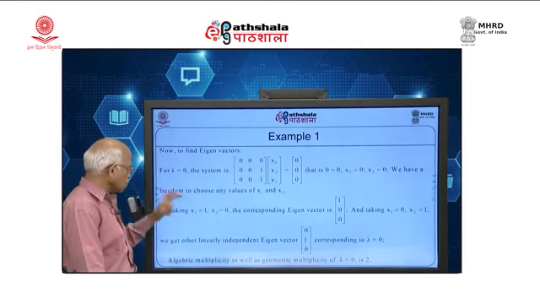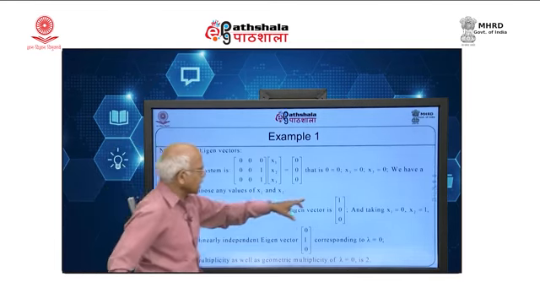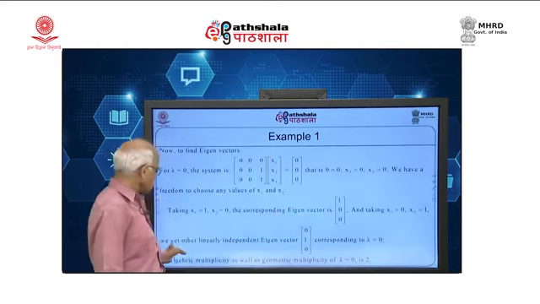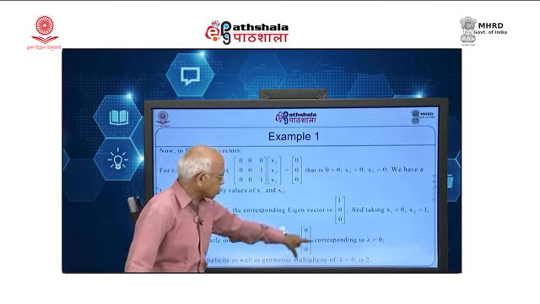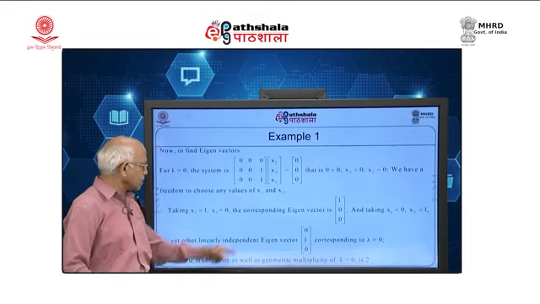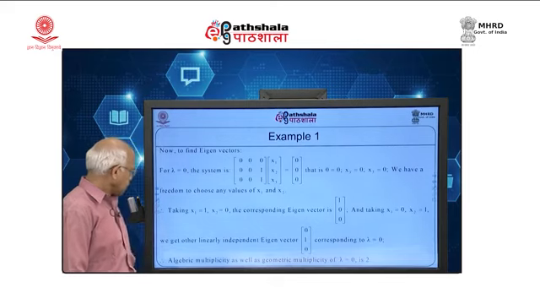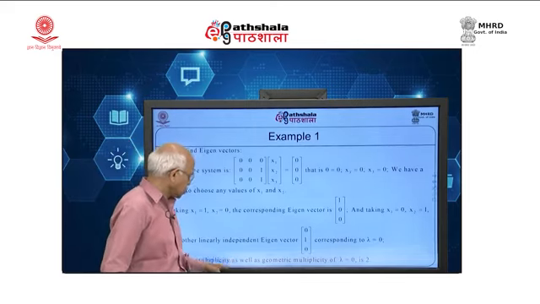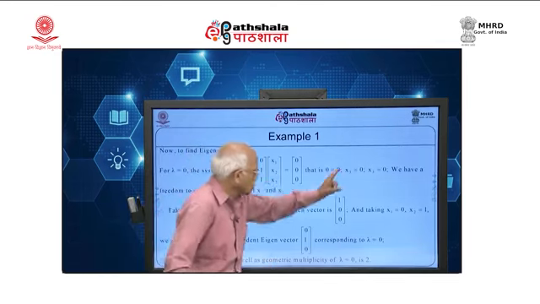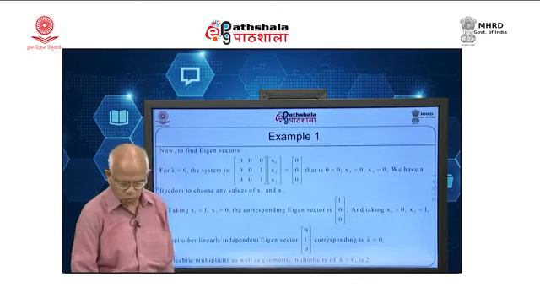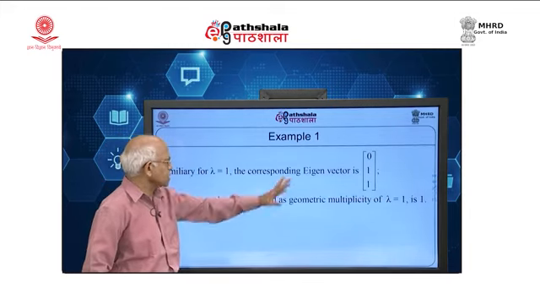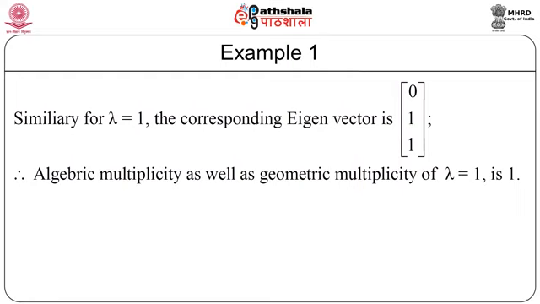So, taking x 1 equal to 1 and x 2 equal to 0, the corresponding eigenvector will be 1 0 0, and taking x 1 equal to 0 and x 2 equal to 1, the corresponding eigenvector will be 0 1 0, corresponding to lambda equal to 0. So, lambda equal to 0 has two linearly independent eigenvectors associated with it, and therefore the algebraic multiplicity is 2, and the geometric multiplicity is also 2. And then similarly, corresponding to lambda equal to 1, the corresponding eigenvector will be this, and both algebraic and geometric multiplicities are going to be 1.